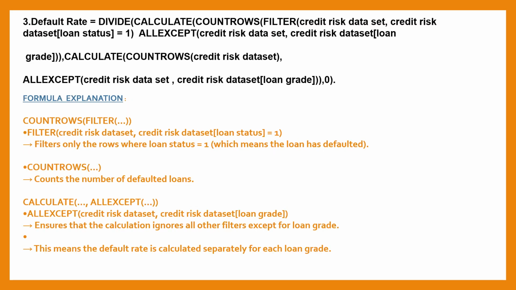So this is the third DAX measure, that is default rate. It will filter rows where loan status is 1, and then it will count the number of defaulted loans. Also ensure that the calculation ignores all other filters except loan grade.